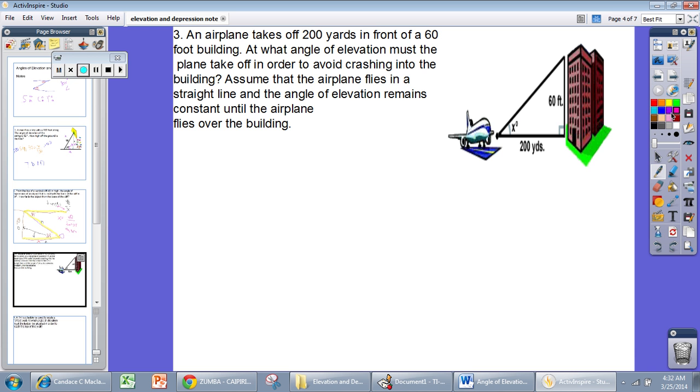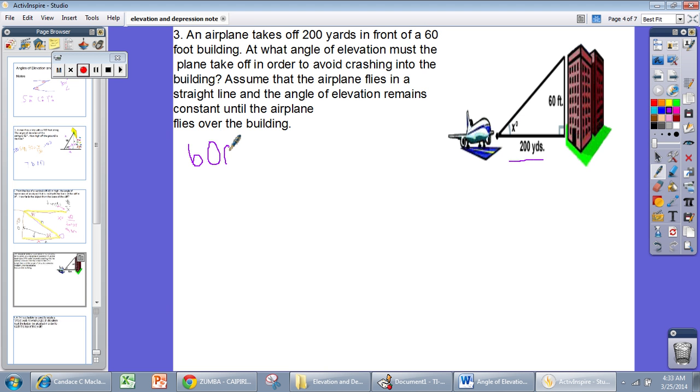The first thing I need you to notice is that how far away right now is the plane from the building? 200 yards. How tall is the building? 60 feet. Are feet and yards the same thing? No. So what we're going to need to do is convert one of them to the other. I know that there are 3 feet in a yard. So I'm going to convert the 60. You could convert the 200 if you wanted to.